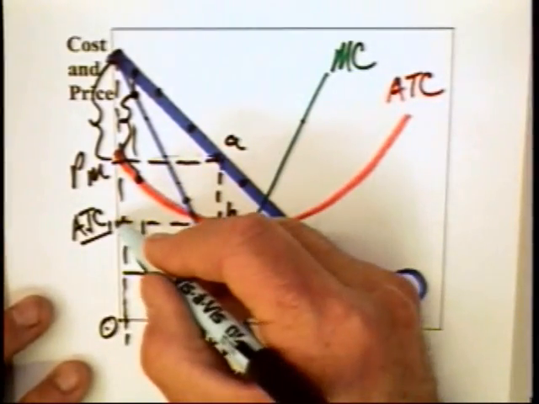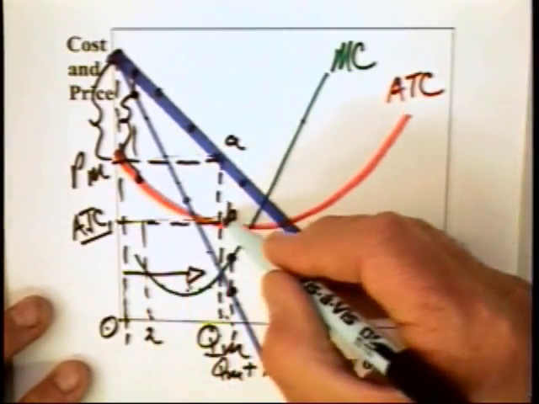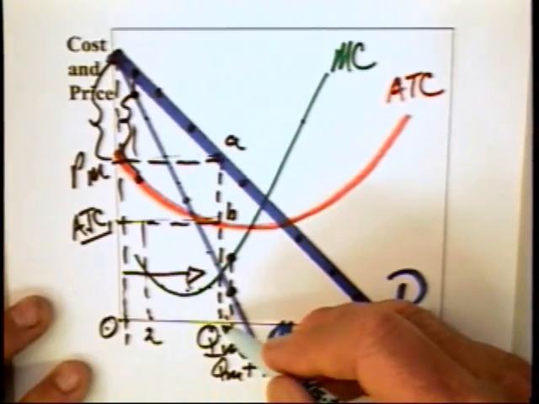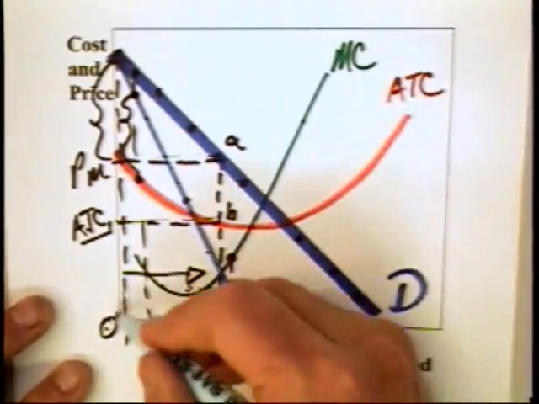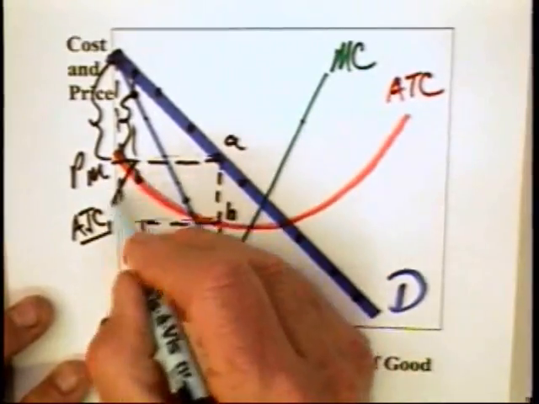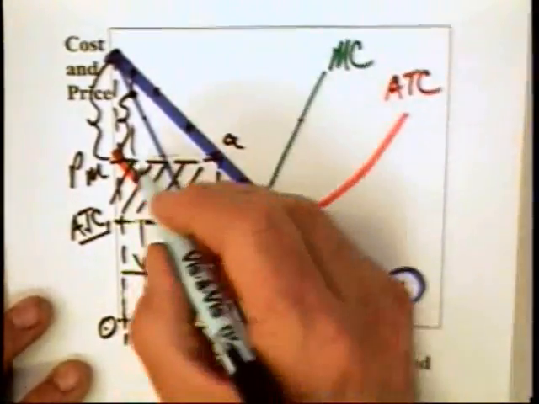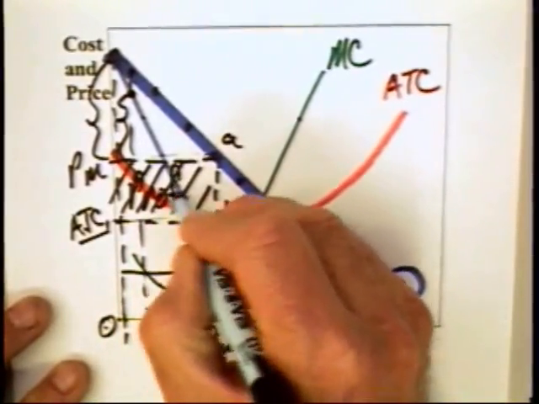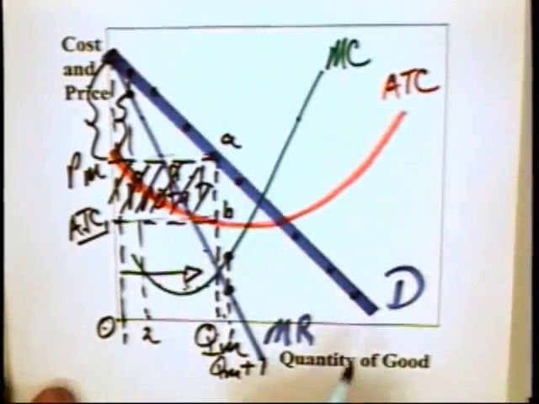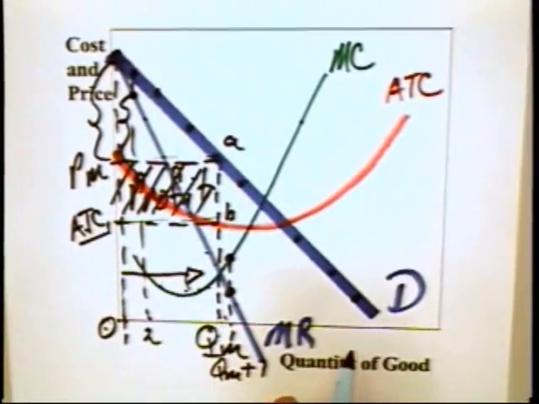It incurs a cost equal to this rectangular area. The difference between the revenue and the cost is going to be equal to this box here, which we can label the profit. This would be defined as monopoly profits, monopoly rents.